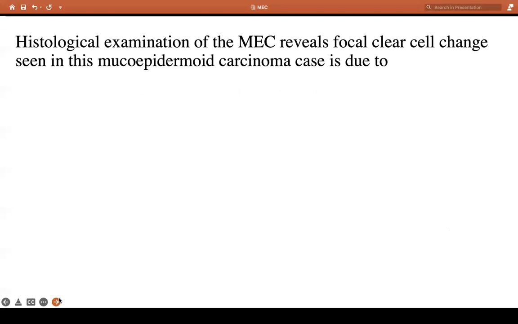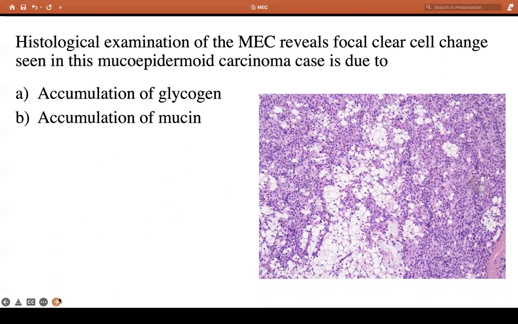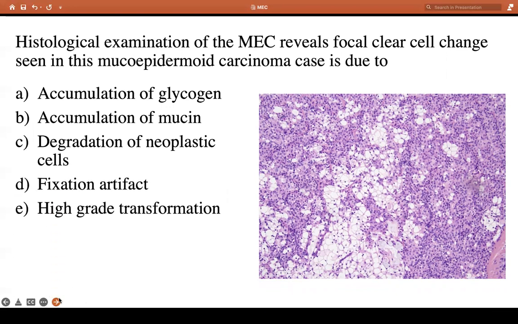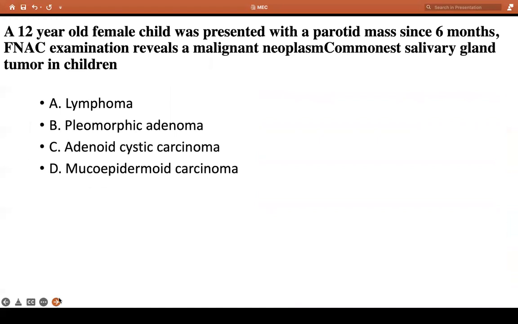The third MCQ: histological examination reveals focal clear cell changes seen in mucoepidermoid carcinoma. What is the cause? Accumulation of glycogen, accumulation of mucin, degradation of neoplastic cells, fixation artifact, high-grade transformation. It is due to glycogen accumulation. Another MCQ is on children. A 12-year-old child presents with a mass; commonest salivary tumor in children: lymphoepithelial, pleomorphic adenoma, adenoid cystic carcinoma, mucoepidermoid carcinoma. This is the mucoepidermoid carcinoma.